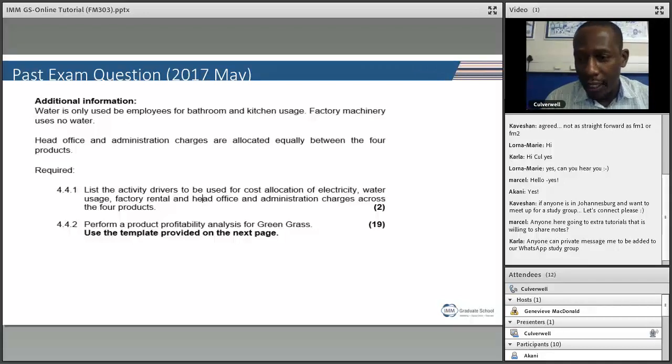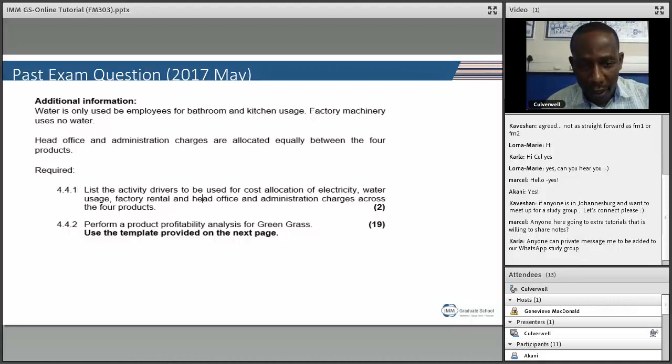And in this regard, equally, it goes without saying I was going to divide this by 4. So it is important for one to use the correct activity drivers when you're calculating this question 4, and it has got a lot of marks in the exam. I'll then now move on to question 4.4.2.